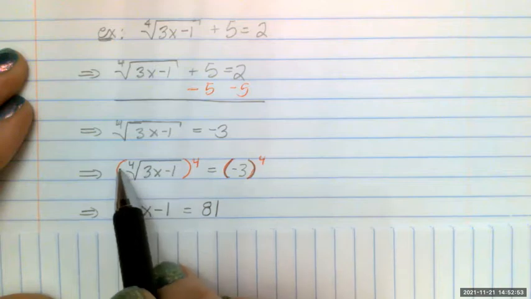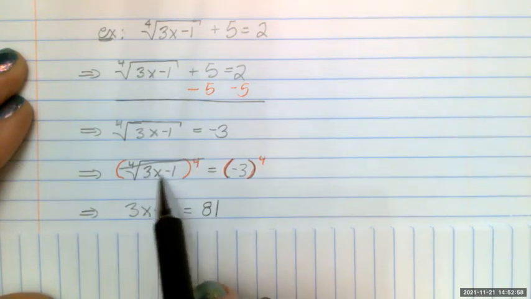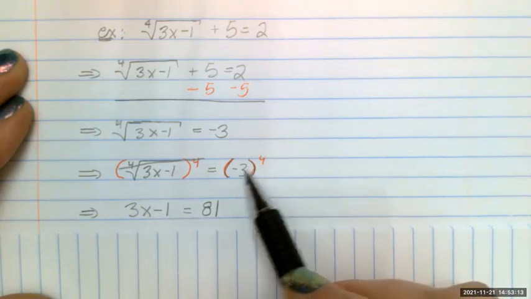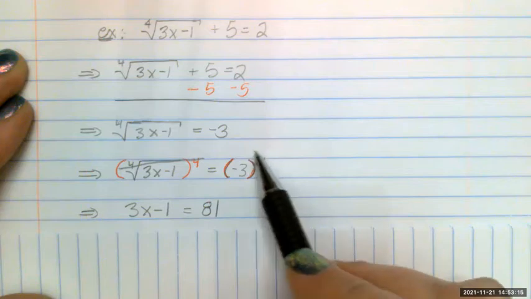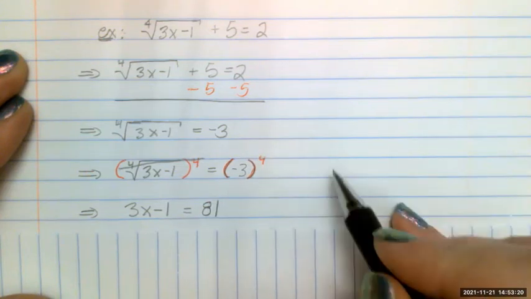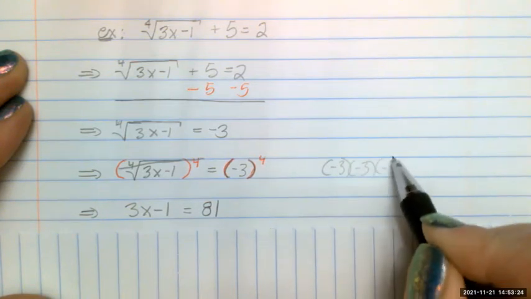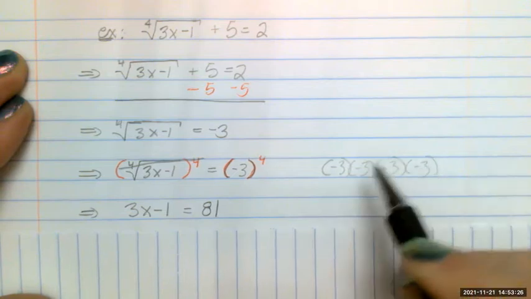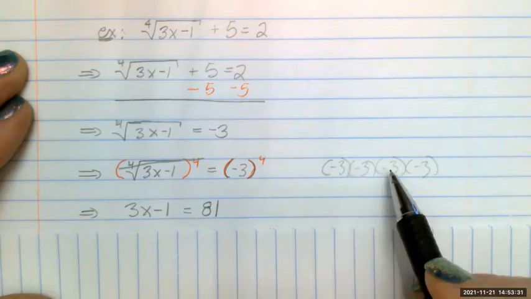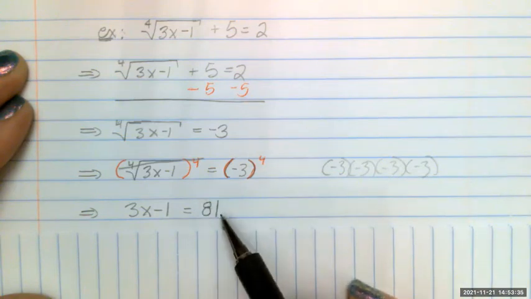In case you want to see it. The radical goes away. I am left with the radicand, the 3x minus 1, equaling, now, negative 3 to the 4th. Anytime I raise a negative to an even power, it will become positive. If you don't believe me, negative 3 times negative 3 times negative 3 times negative 3. This gives me 81. Negative and negative is positive. This negative and this negative is positive. So I will end up with a positive 81.